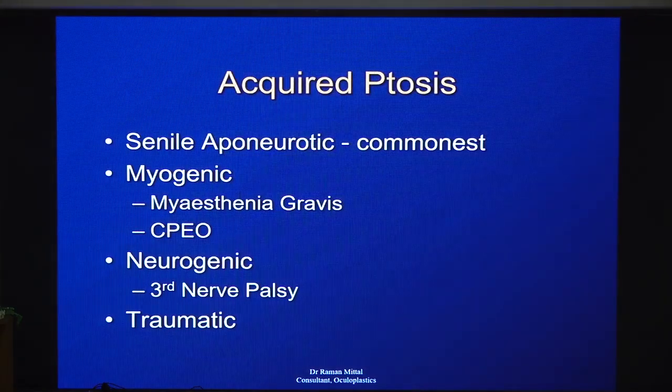In acquired ptosis, the most common one is senile aponeurotic ptosis, which is age-related. It could be myogenic, which is myasthenia gravis, or CPEO, chronic progressive external ophthalmoplegia. This comes over adolescence; after the second or third decade, it starts showing and progresses with age. Neurogenic, third nerve palsy could be there. The patient may present with sudden onset ptosis, and the movements of lateral, down and up gaze could have gone. Sometimes there is pupil involvement also, the dilatation of the pupil. Traumatic, mechanical, and so many more variants are there.